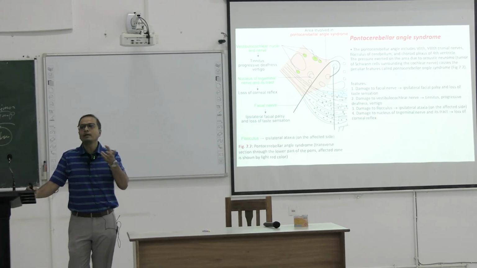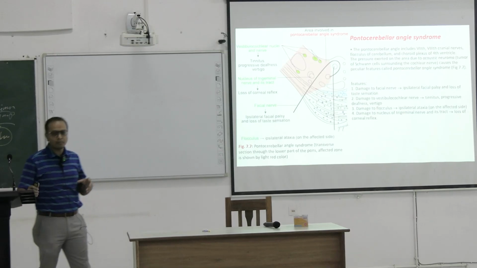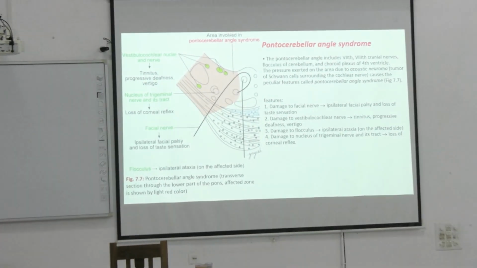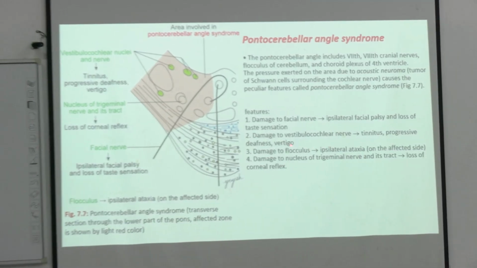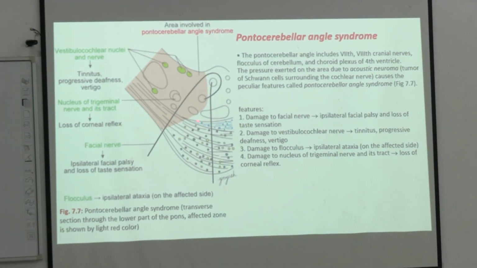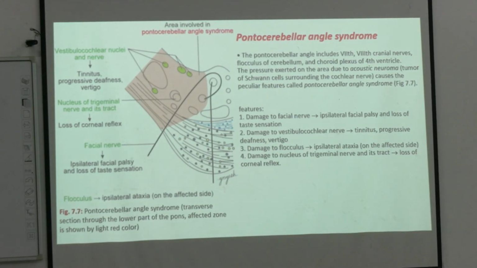Vestibular problem will be leading to the balance problem. So this particular person who has this pontocerebellar angle tumor will have clinical problems affecting damage to the facial nerve, damage to the vestibulocochlear nerve, damage to the extraocular muscle, and the cerebellum also will be damaged, leading to ataxia or movement error.